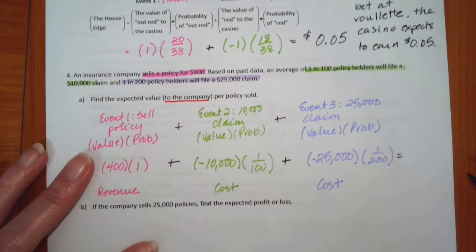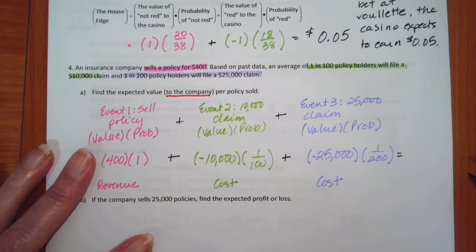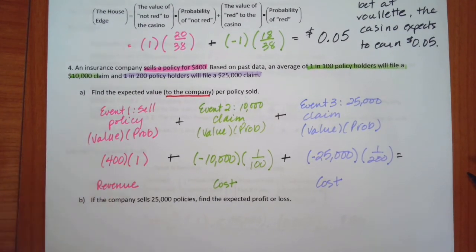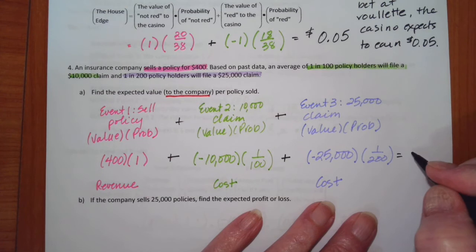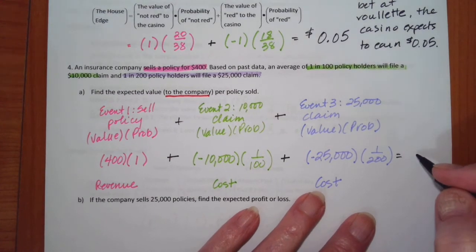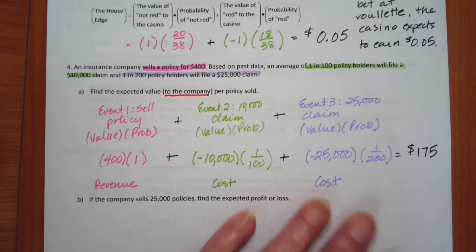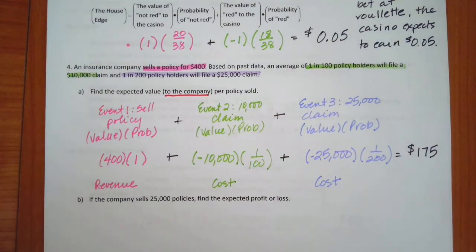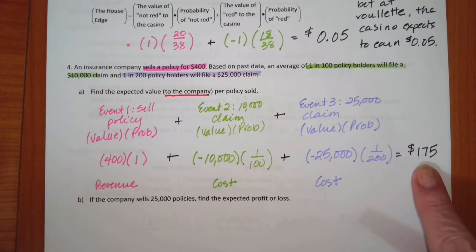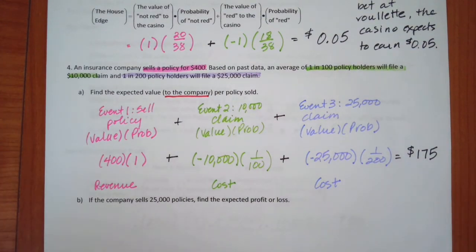So if you multiply all this out, it's going to be positive, so it's $175. In the long run, if you look at a whole pool of people who buy this policy, the company, even after they pay out the claims, expects to earn $175 per policy.